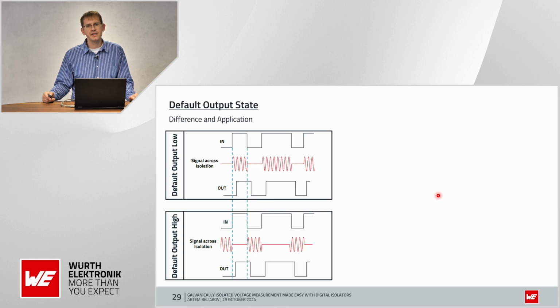Another very important property is the default output state. Default output state is a predefined state of the output signal pin when the input side of the isolator is not powered.